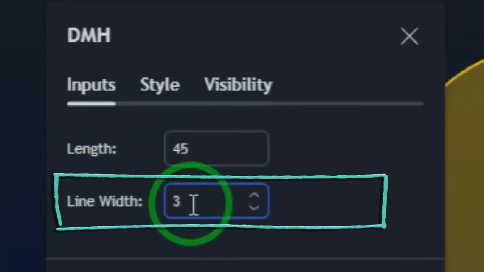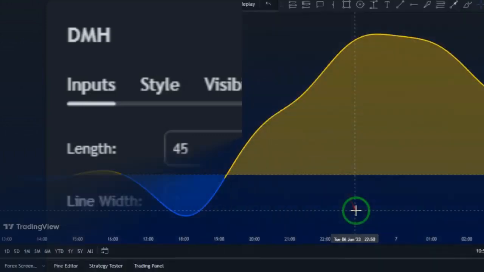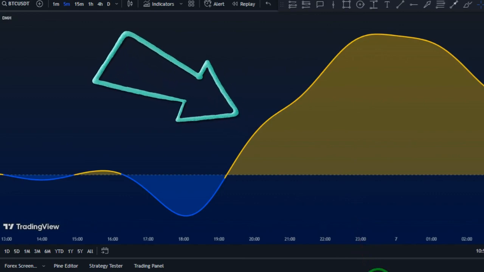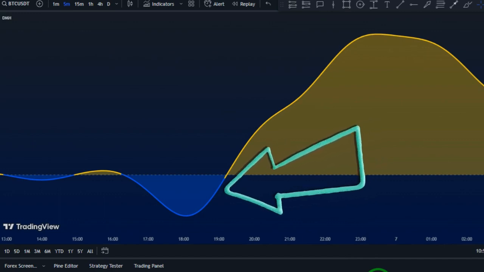By increasing the length of the moving average, I make the indicator less sensitive and more suited for long-term trends. And widening the lines also helps make the signals cleaner and easier to see on the chart. So when the oscillator is above the zero line and green, it indicates there's bullish momentum in the market. Likewise, when it's below the zero line and blue, it shows bearish momentum.